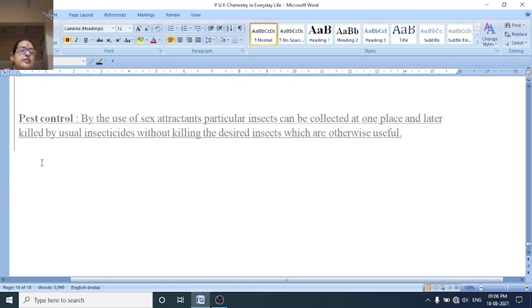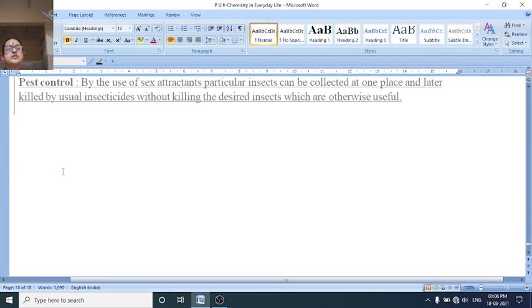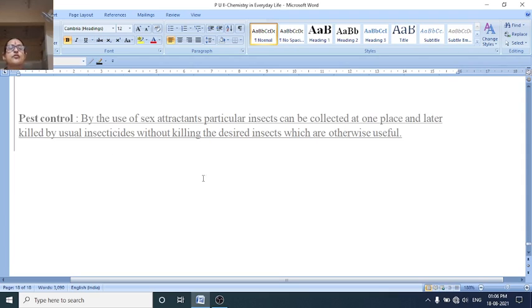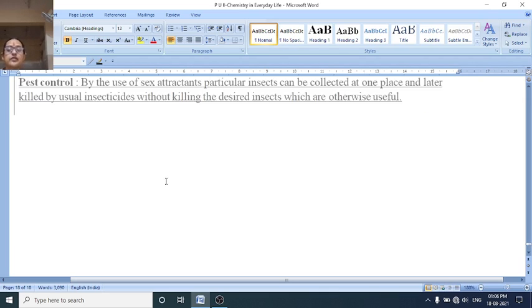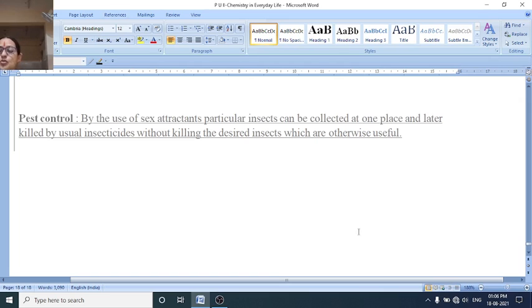Dimethyl phthalate. Next, what we are going to study is pest control. By the use of sex attractants, particular insects can be collected at one place and later killed by usual insecticides, without killing the desired insects, which are otherwise useful. Let us revise what we have done so far.